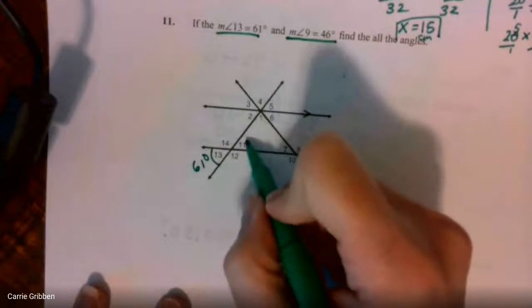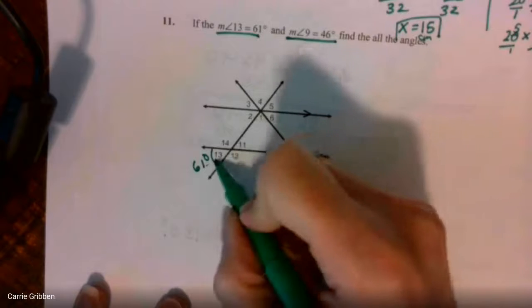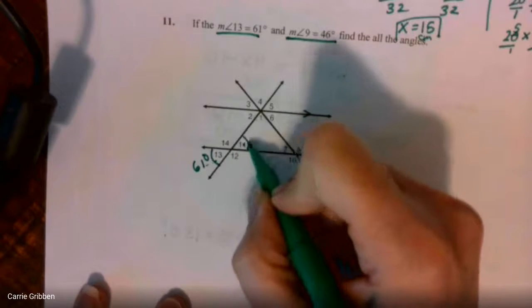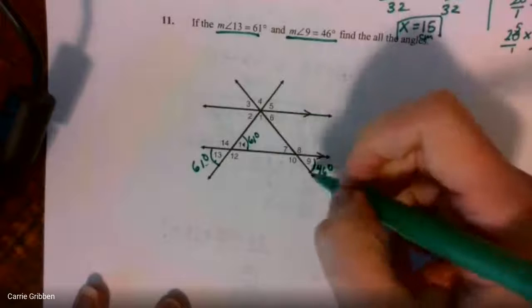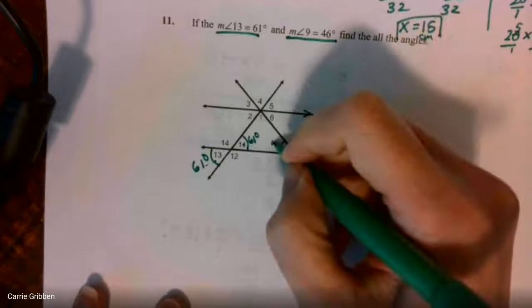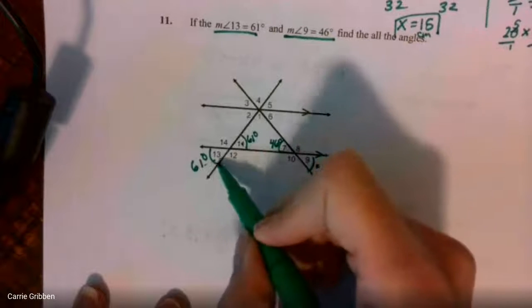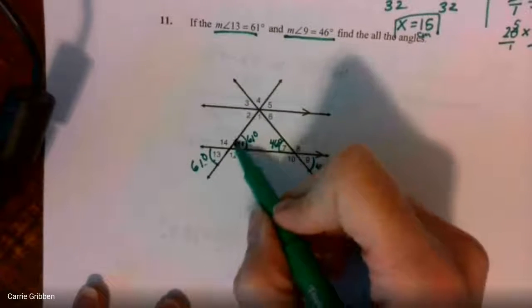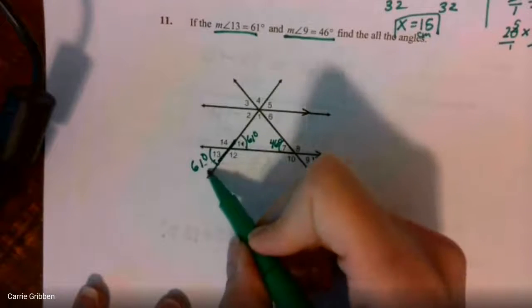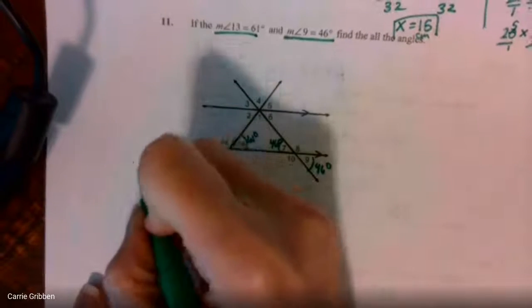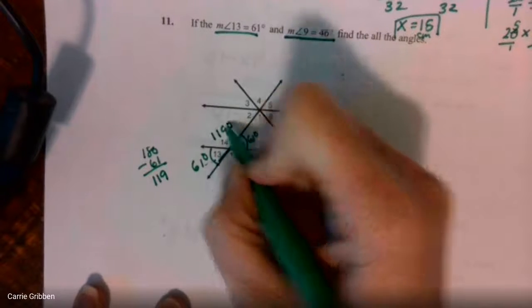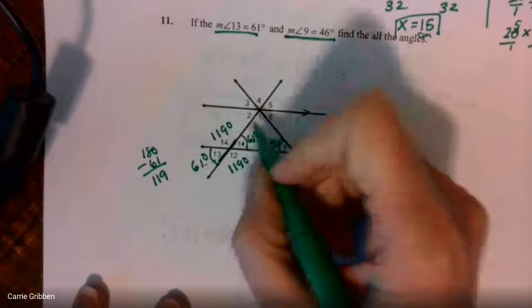Remember, anybody who's across from each other has to be the same. So 11 and 13 are vertical angles, so they're 61. And that would make 7 46 because it's vertical to that. Okay, second thing to know too is that any angles that are next to each other and make a line have to add up to 180. So if I think about 180 minus 61, that's 119. So 119 there, 119 there, because those are vertical.